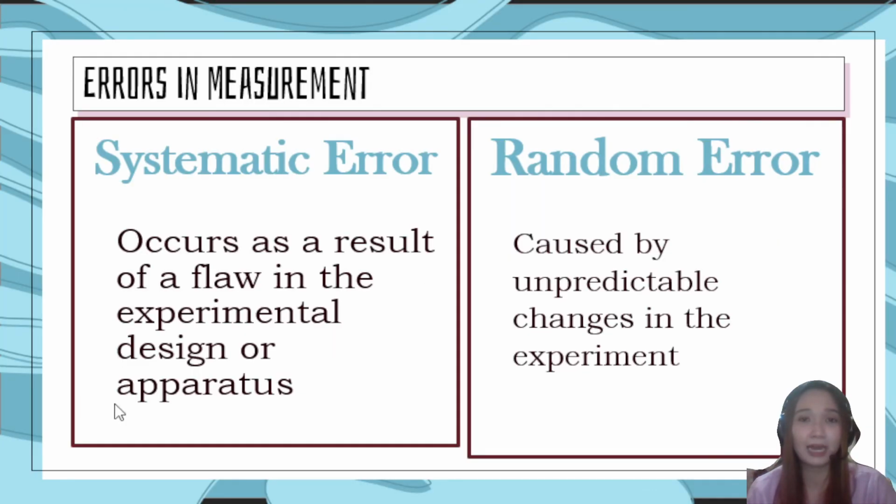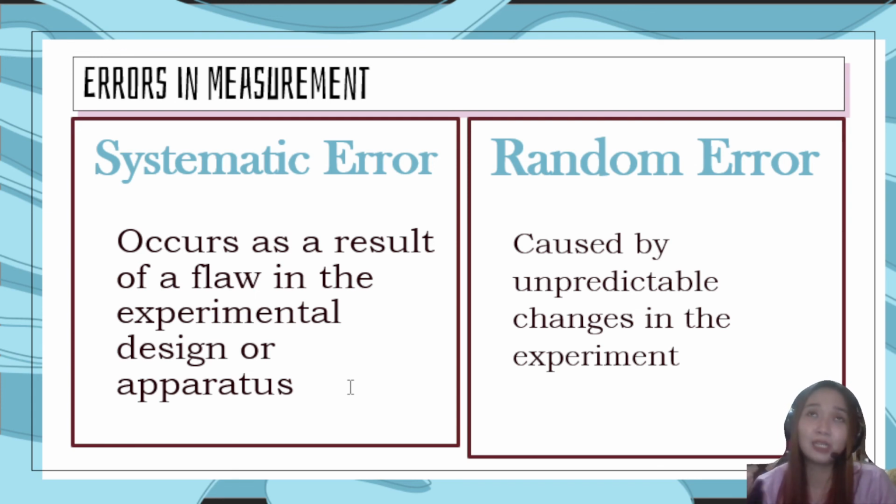Okay, so meron tayong mga, syempre, hindi naman maiiwasan. Meron tayong mga nami-meet na errors, especially in measurement. So, we have two kinds of errors. Okay, so we have the random error as well as systematic error. The difference between these two is that systematic error occurs as a result of a flaw in the experimental design or apparatus. For example, okay, magsusukat ka ng isang lote. Ang ginamit po ay ruler. Okay? So, that is an example of systematic error.